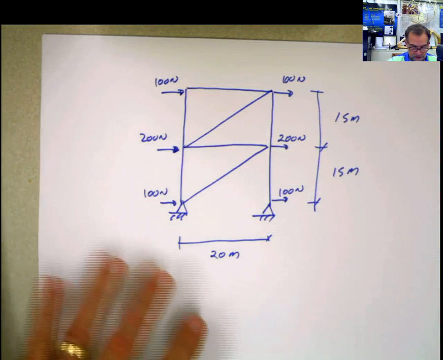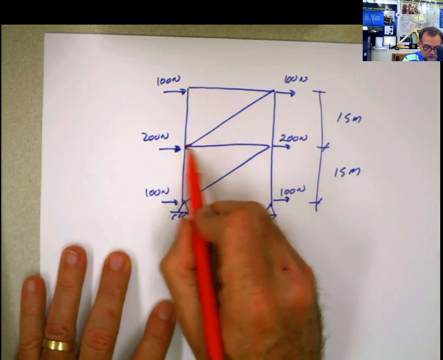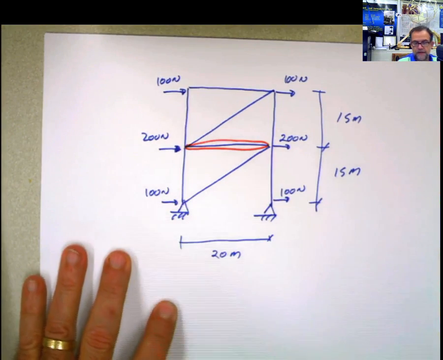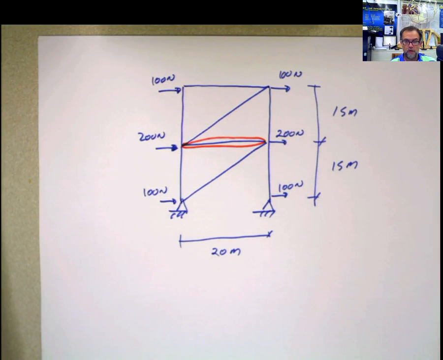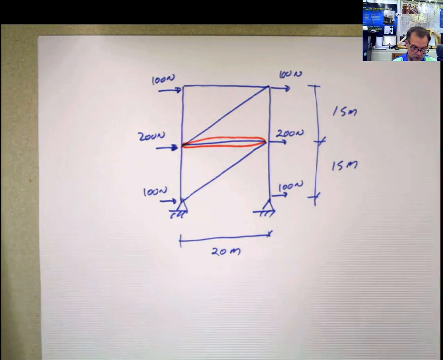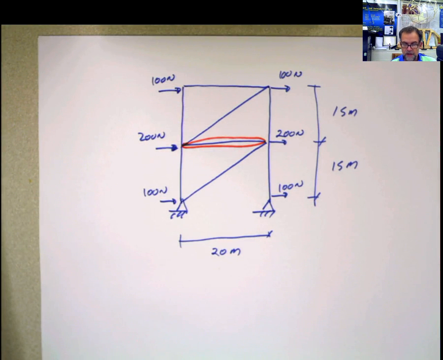Originally, what the problem is asking you is to calculate the internal force in this bar, like that. I put it in red for you to identify it. But I'm going to solve the whole problem from top, all the joints and all the bars, so you can see how the load transfer happens.